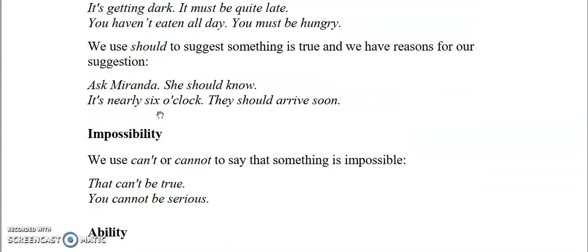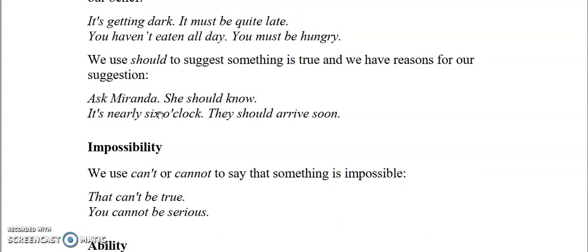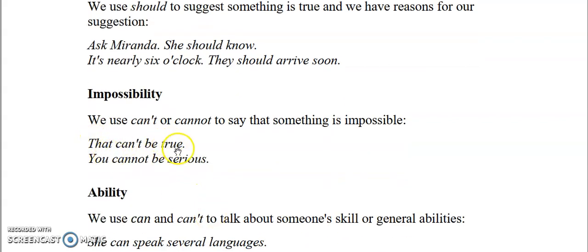Impossibility. Impossibility is the opposite of certainty. I am certain that something is not. For instance, that can't be true. It means I am sure that something is not true. This is like negative certainty. Alternatively, we call it impossibility. You cannot be serious. It's the same thing.